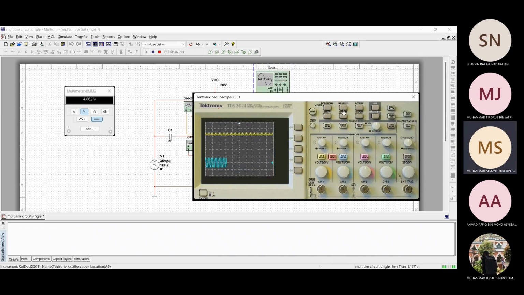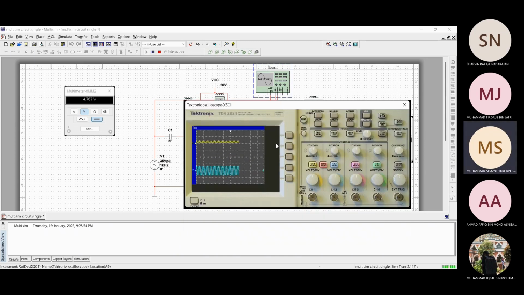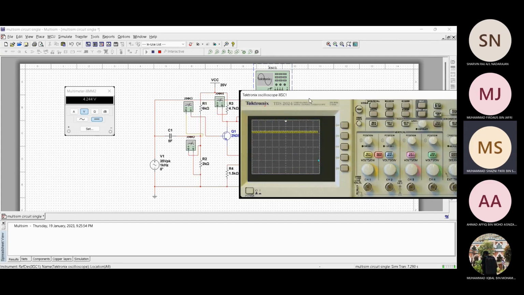so this is our signal. The first one, channel 1, is at the output, and channel 2 is at the input. So for the output, we get 13.2 volt peak to peak for the voltage output. This is our signal.